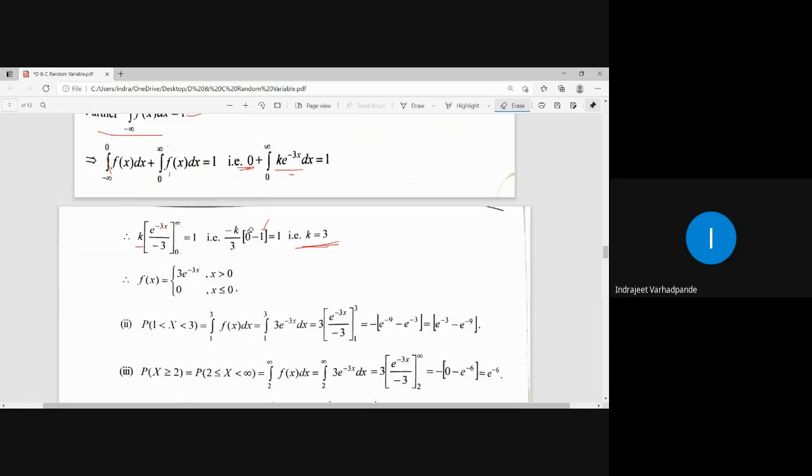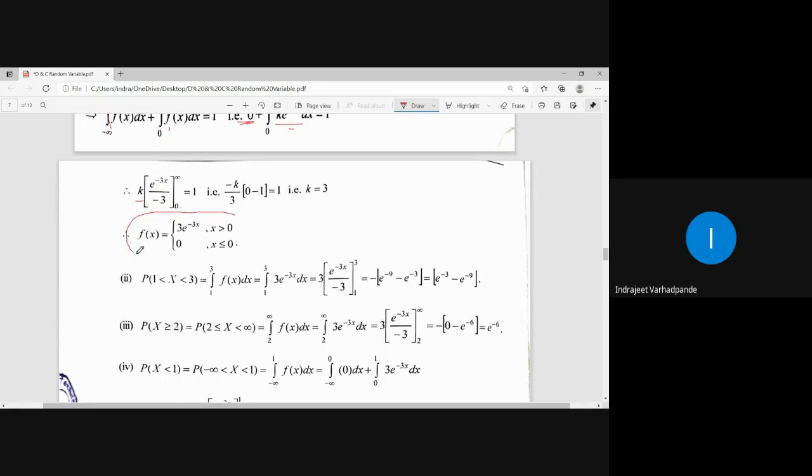Now you put this value of k in the given function. So now our density function is defined as f of x is equal to 3 e to the power minus 3x for x greater than 0, and it is 0 for x less than or equal to 0. Clear? So replace the value of k in the given function. So how is the density function now defined? f of x is equal to 3 e to the power minus 3x for x greater than 0 and 0 for x less than or equal to 0.